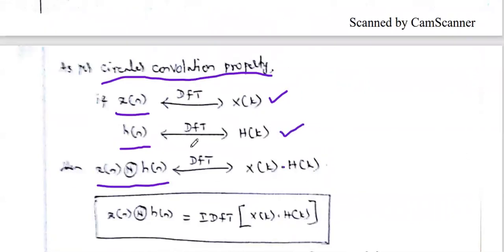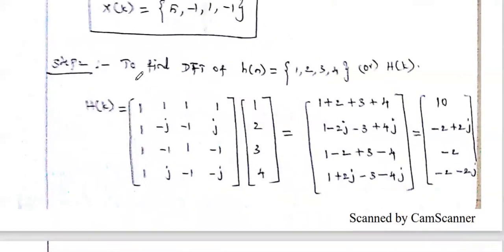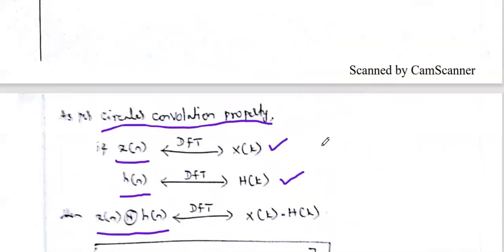In step number 2, we have to find capital H of k. What is meant by capital H of k? It is the DFT of the impulse response small h of n, 1, 2, 3, 4. For that sequence, we have to find the DFT answer, which we consider as H of k. So the first step is to find X of k, and the second step is to find H of k.